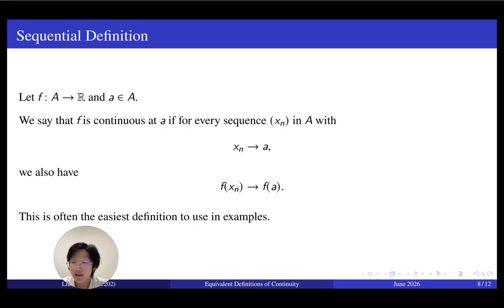And let us look at the sequential definition. We say that f is continuous at a if for every sequence x sub n in A, whenever x sub n converges to a, the sequence f of x sub n converges to f of a. This definition is often very convenient. If we want to show that a function is not continuous, it is often enough to find one sequence approaching a for which f of x sub n does not approach f of a.